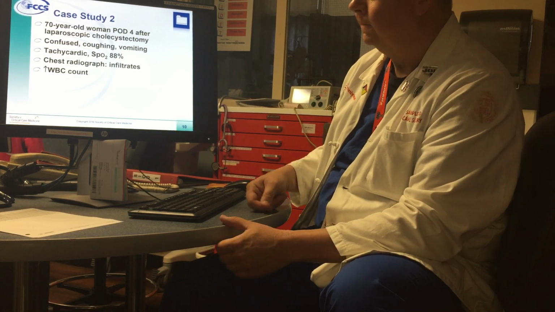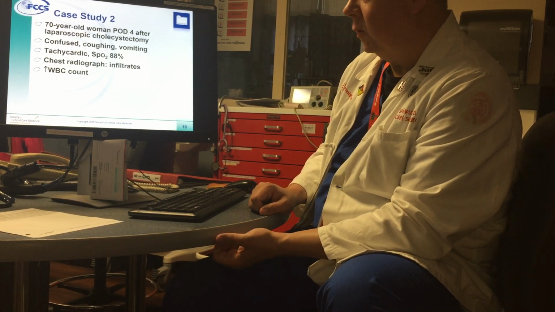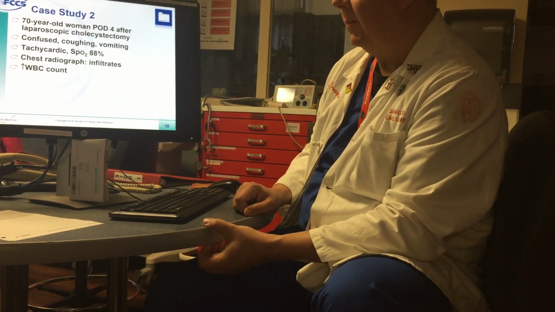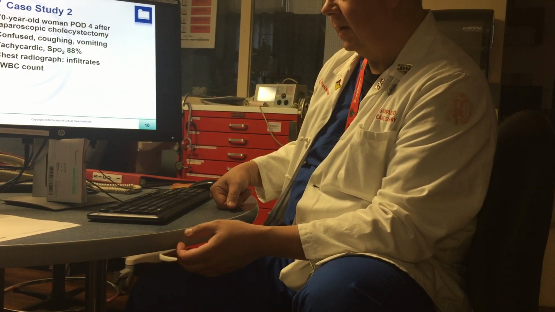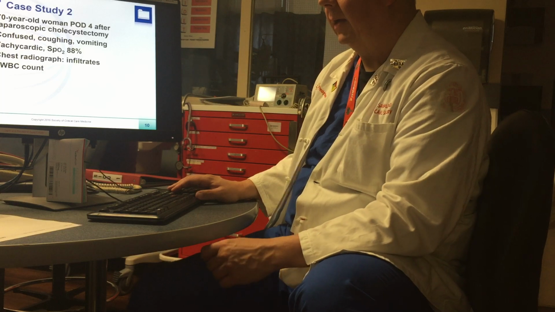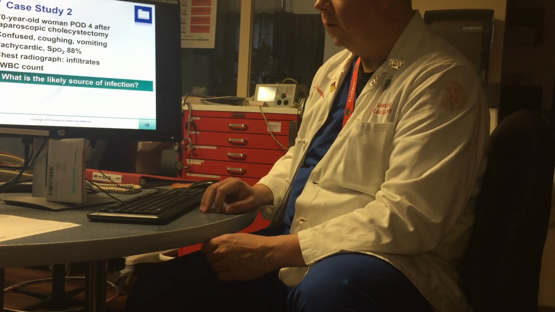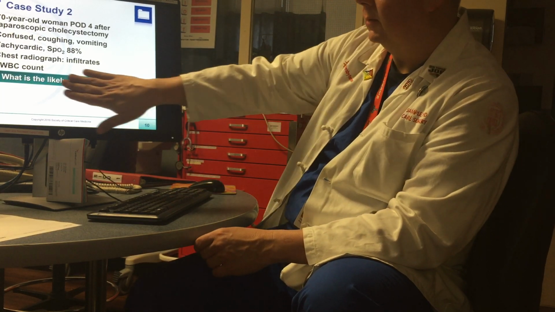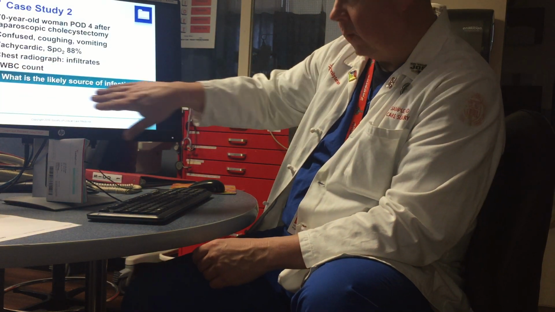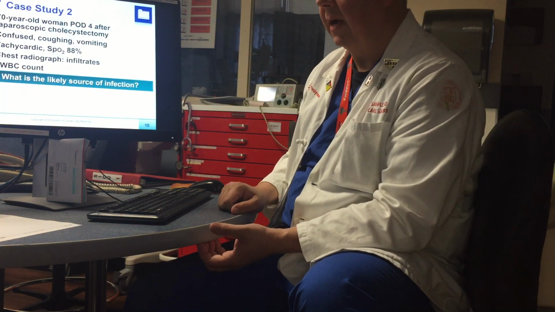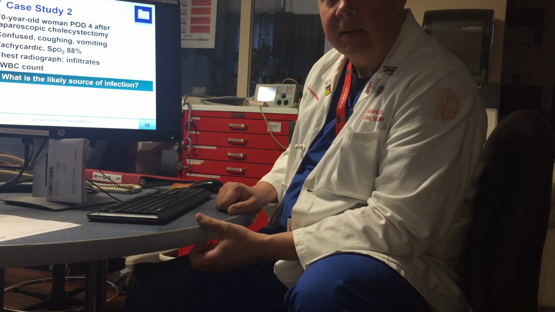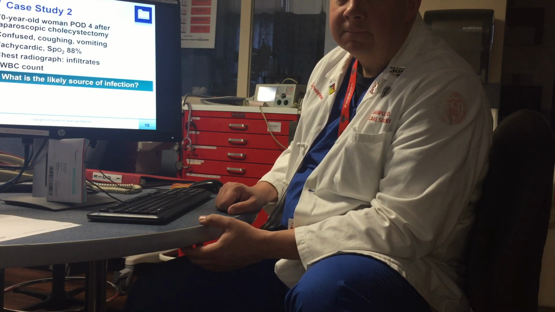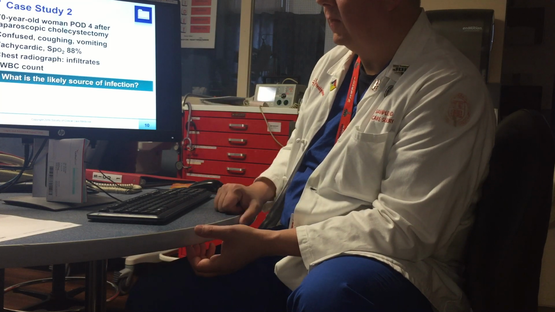So different patient, 70-year-old woman, had a lap chole, she's confused, she's coughing, she's vomiting, she's tachycardic, she's hypoxemic, her chest x-ray shows infiltrates, and she has an elevated white count. So, do you think she has an infection? Before we say what's the source, do you think she might have an infection? All right, so now what do you think the infection might be? Why do you think she has an infection?